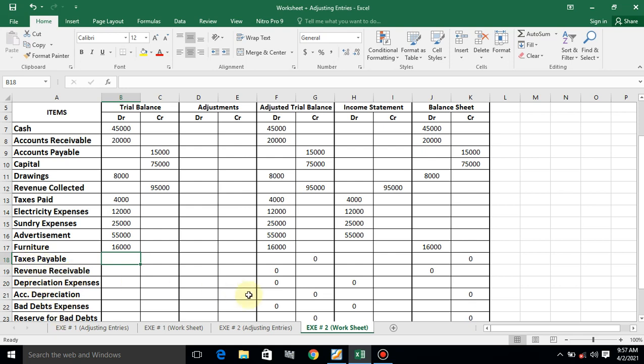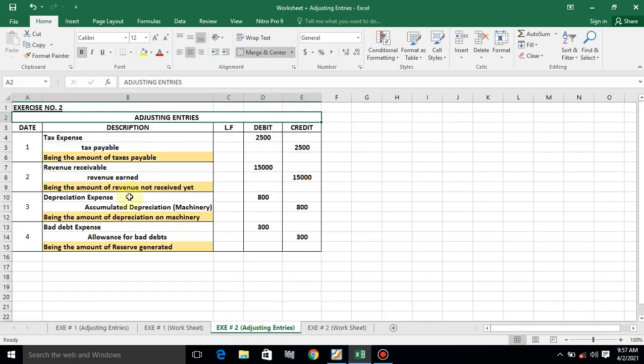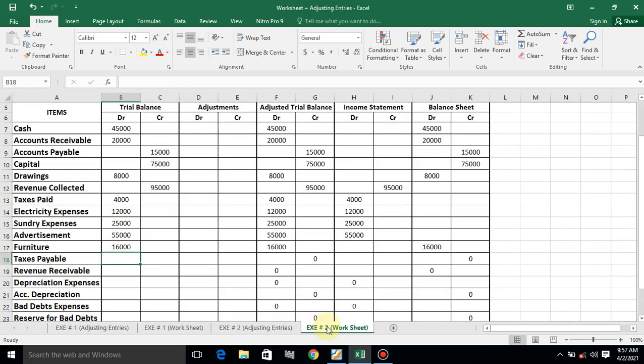Now we have to fill the adjustments column with the figures, with the values as well. So now let's start with the adjusting entries. We will one by one check out all the adjusting entries and we'll put values. Tax expense is debit with 2500 and tax payable is credit with 2500. So tax expense is debit with 2500. We have written it on debit side, and tax payable is credit with 2500, so we have written it here.